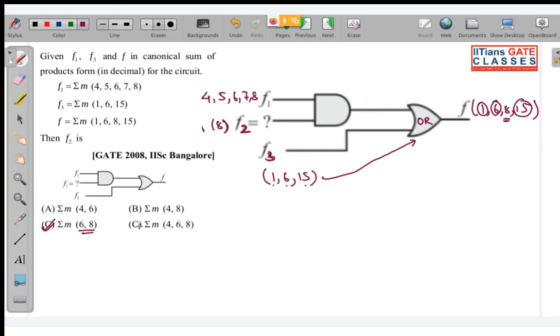What about option C, 4, 6, 8? So this is also incorrect because you will be getting 4, 6 and 8 over here. So 4 will be again present. So option C is correct. Okay, option C is correct.